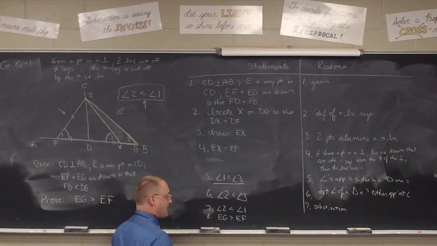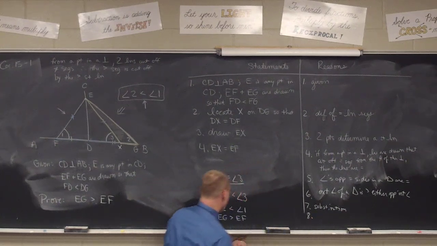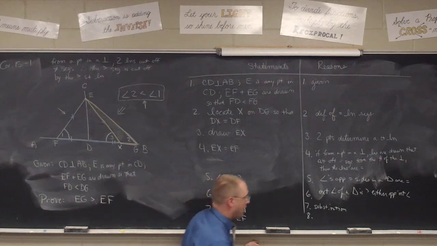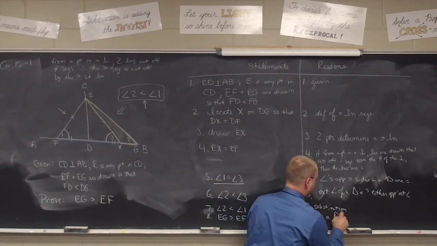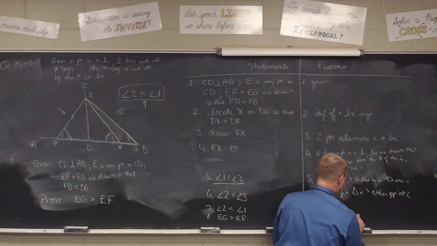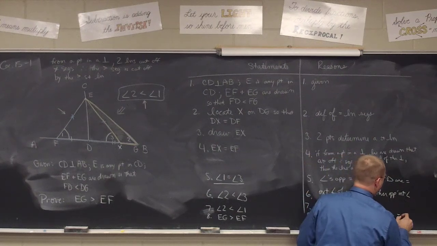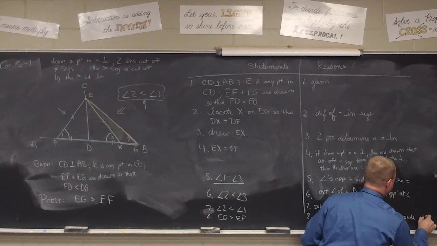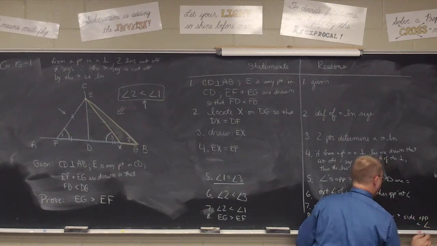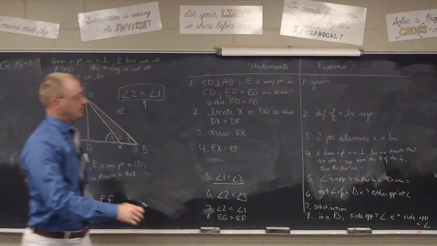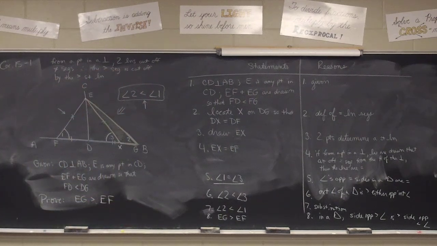And then number 8, because we have unequal angles in a triangle, we have unequal sides. So in a triangle, side opposite greater angle is greater than side opposite smaller angle. And there we go. It all came down to using an exterior angle.